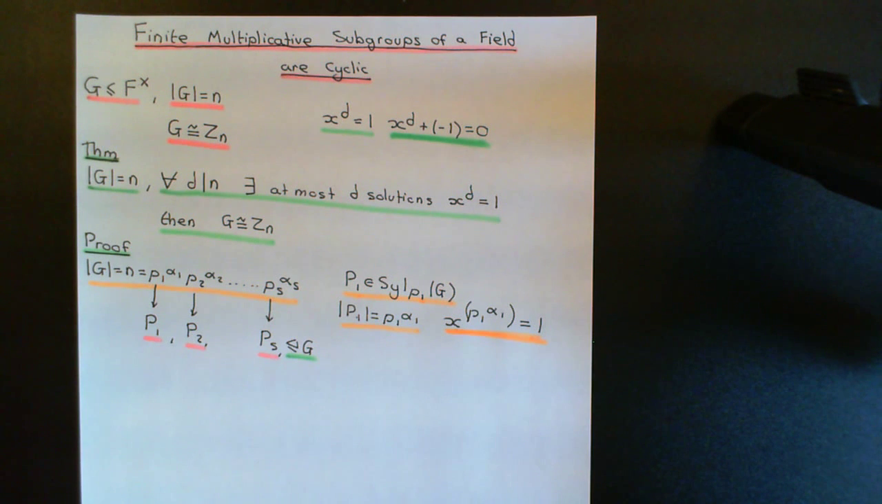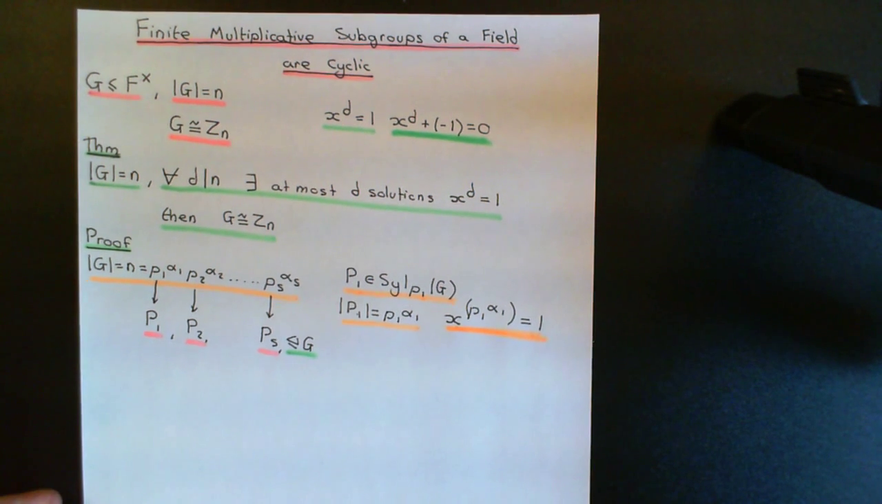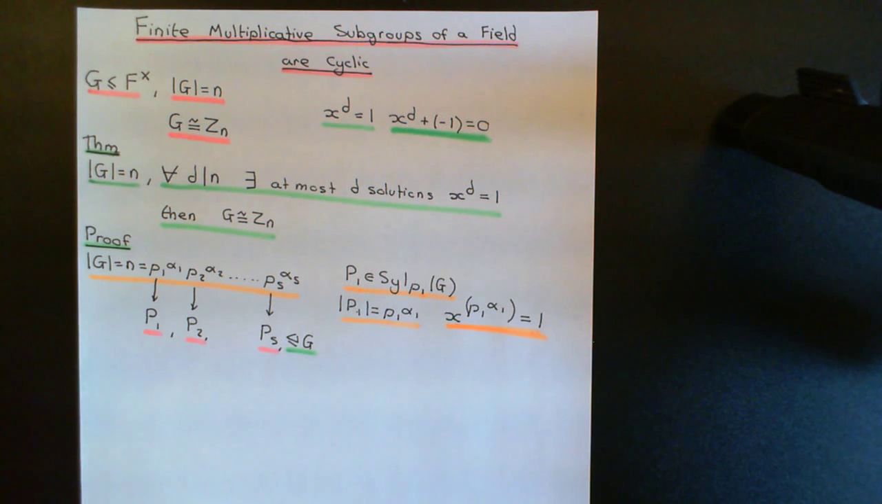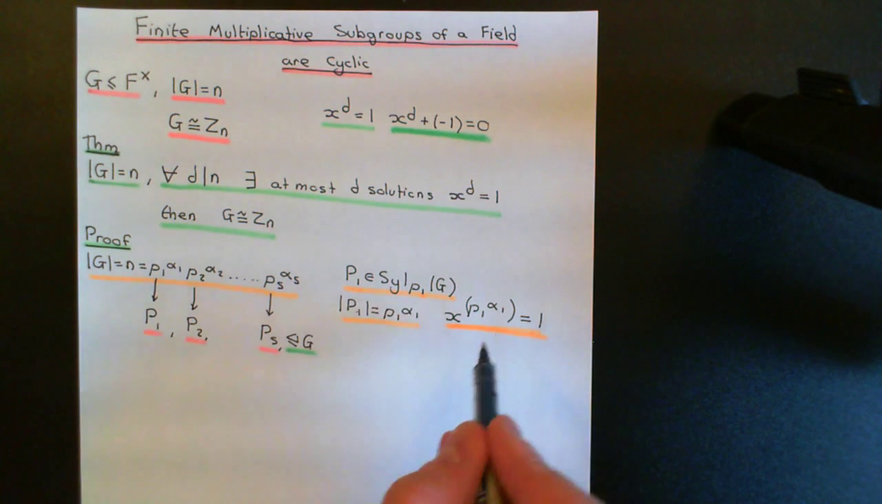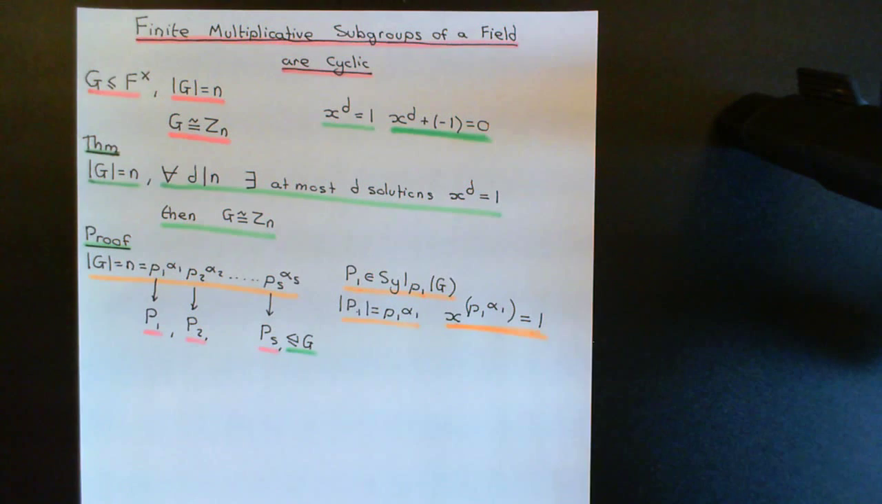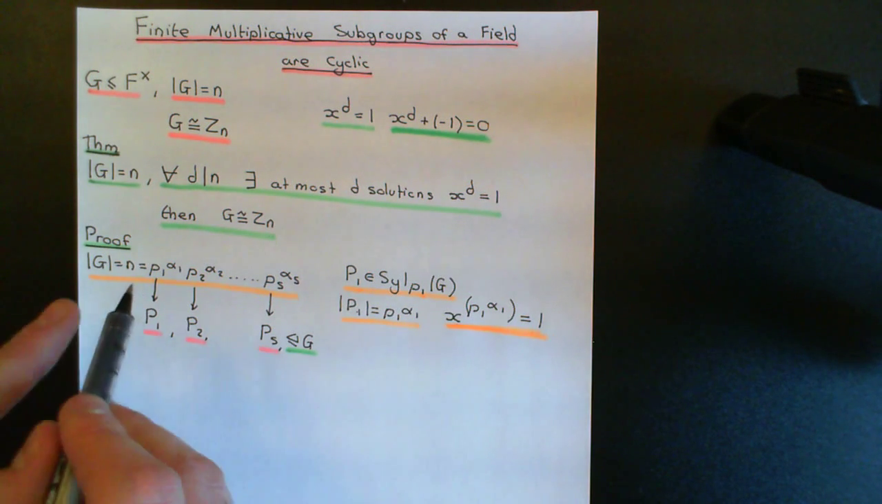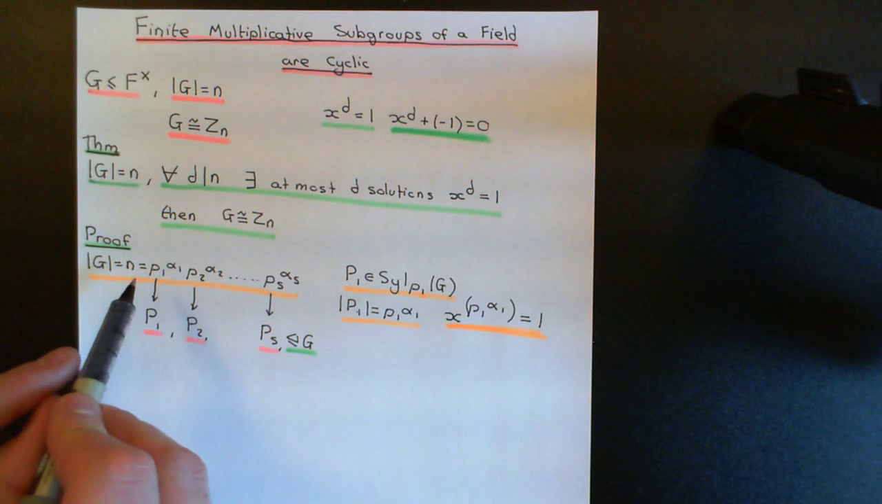So what that tells me is that there cannot exist another Sylow p1 subgroup, because if there was another Sylow p1 subgroup, that would contain another p1 to the power of alpha 1 solutions to this equation, which would contradict this being true. So this is the reason that I can conclude that there is only one Sylow subgroup for each of these primes.